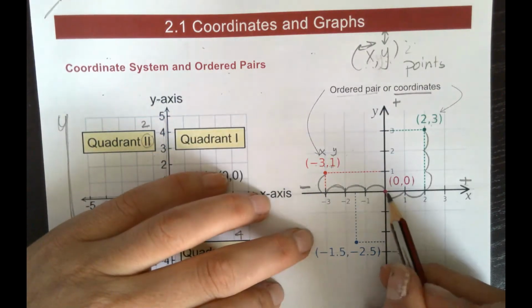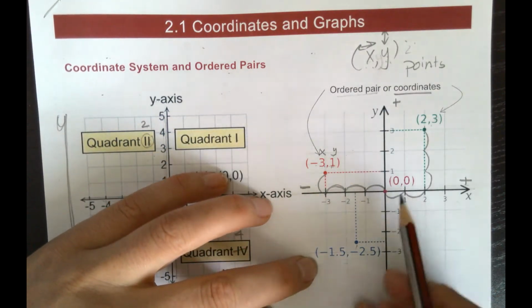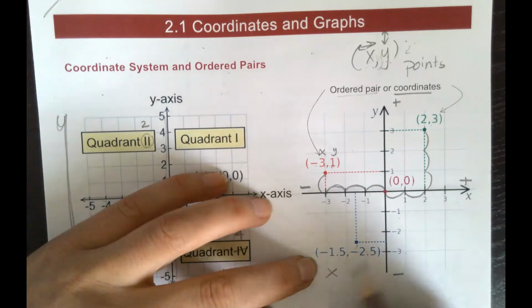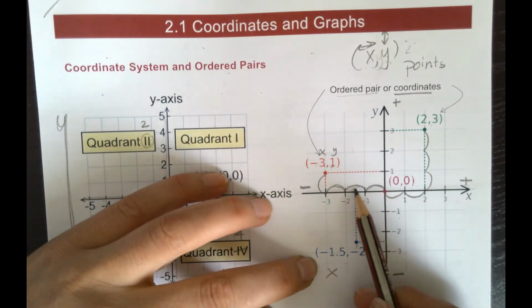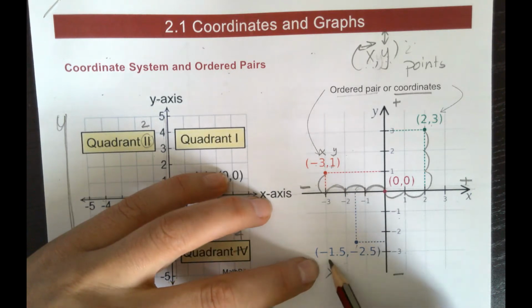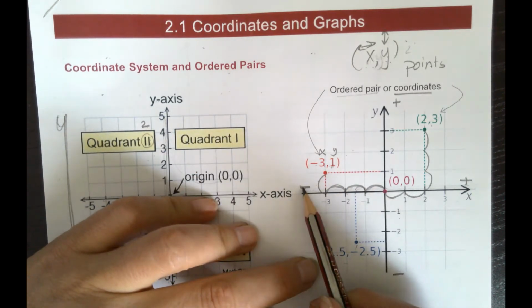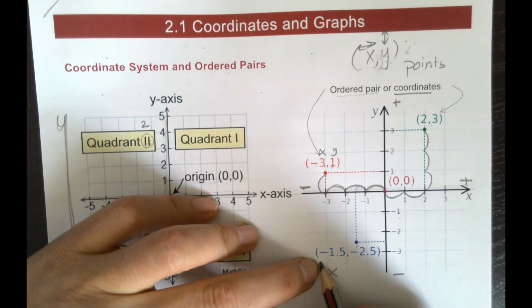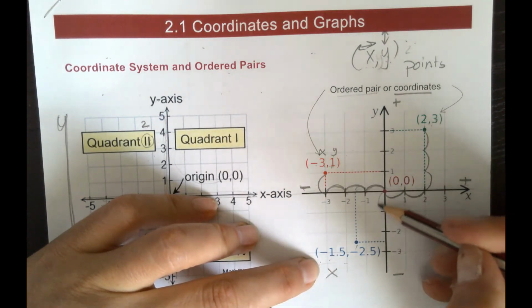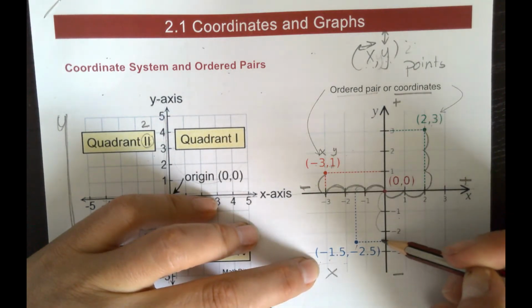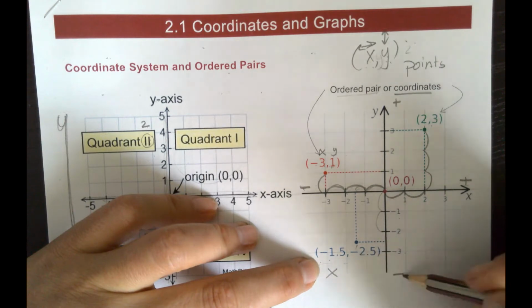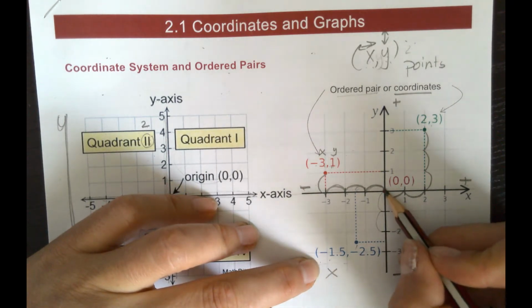Let's do this blue one here. I'm going to do my X value first. Oh, it's not 2 jumps, it's 1.5 jumps. And because I'm going this direction, it has to be a negative. And then I'm going to go down 2.5 jumps. And because I'm going down, it's a negative. Okay? And we always start at the origin.